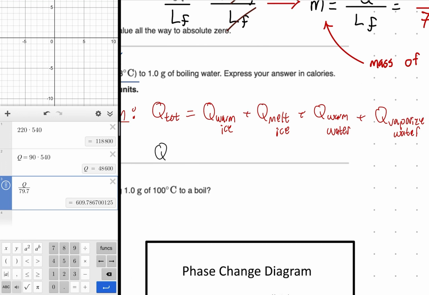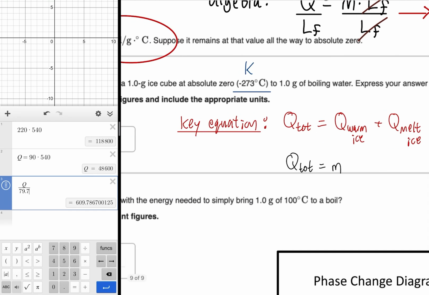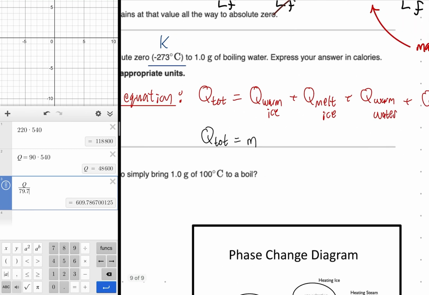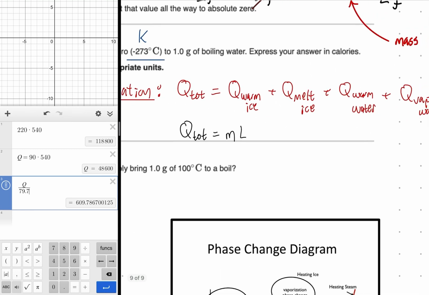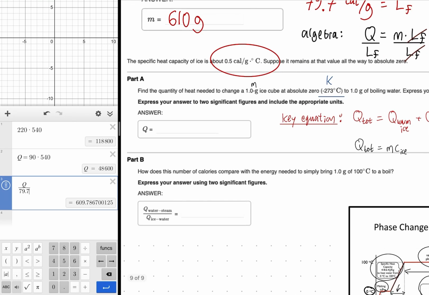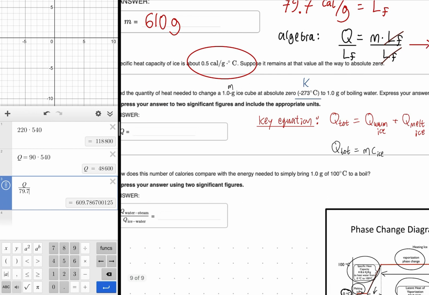Okay, so Q total. Right here, I'm going to basically write in all the variables now. So here we have, for Q warm ice would just be M, right? And there's just our only M value is this one. So we're just calling this M, okay? It's the same M throughout. And then it's going to be L, oh, not quite. It's going to be C ice, right? Which we are given somewhere, okay? Because we're told, there it is.